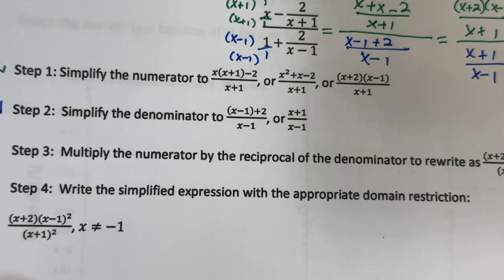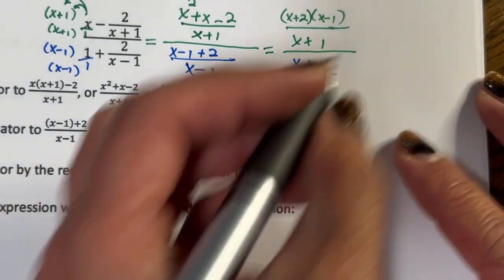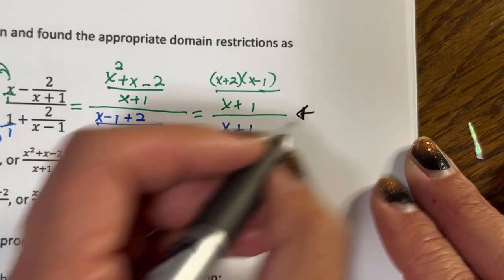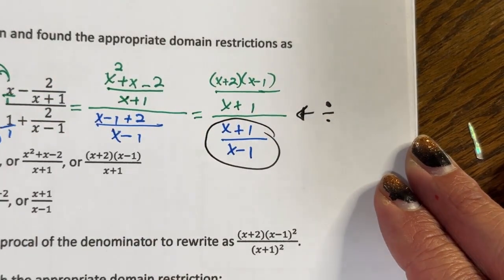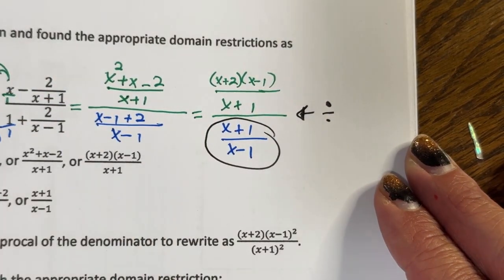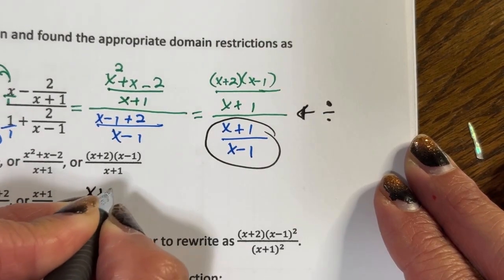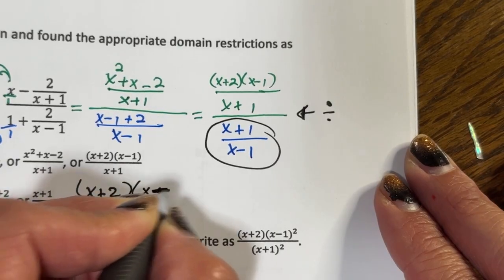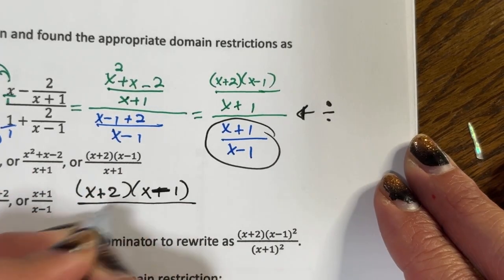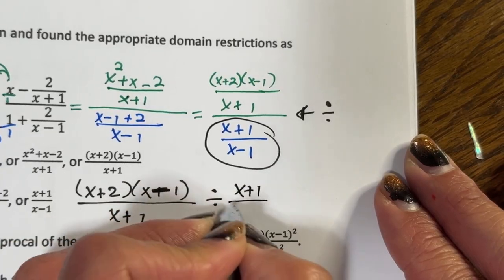Okay, step 3. Multiply the numerator and denominator by the reciprocal of the denominator to rewrite as... okay, so this is where we take the middle fraction bar and we're dividing fractions as easy as pie. We flip the second and multiply. So let's see. What I like to do is write it out first, horizontally. So x plus 2, x, oh, that's supposed to be a minus, x minus 1 all over x plus 1 divided by x plus 1 over x minus 1.